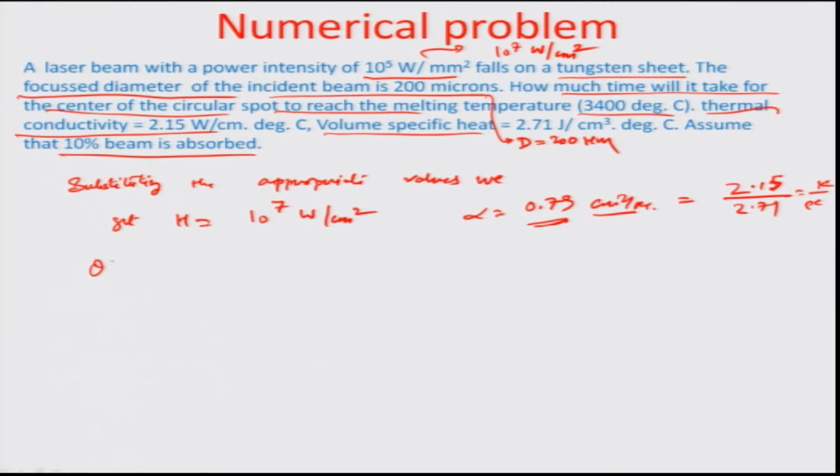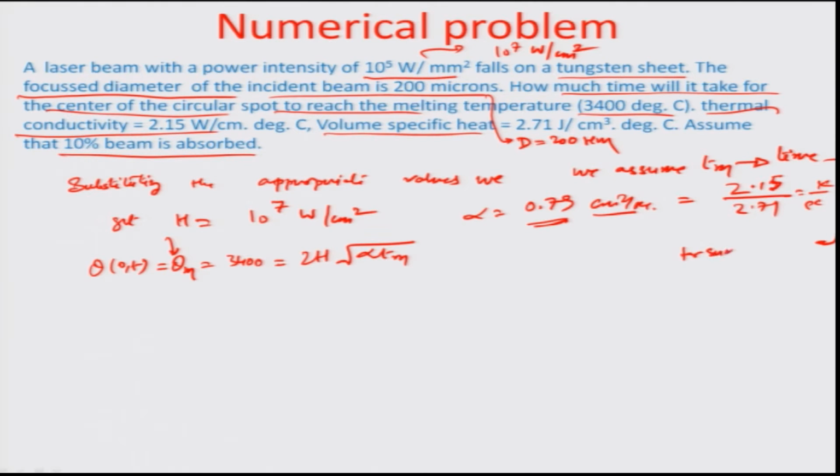So, let us say theta at 0, t, as we know, is going to be theta m for this material to hit upon the melting temperature, where the process will start removing or ablating away the material. As you know, there is always going to be a momentum transfer and spatter by which the melting material is pulled out of the zone of machining. So, this is going to be 3400 degrees Celsius, and we can relate this to twice H root alpha times Tm. We assume Tm to be the time that it takes for the surface to arrive at the melting point. So, time for the surface to arrive at the melting temperature.